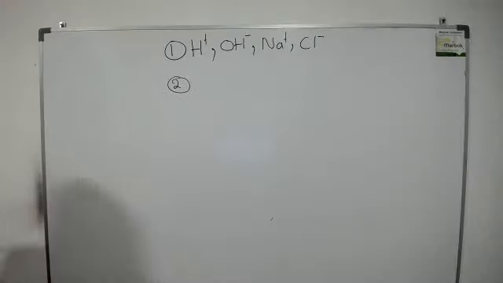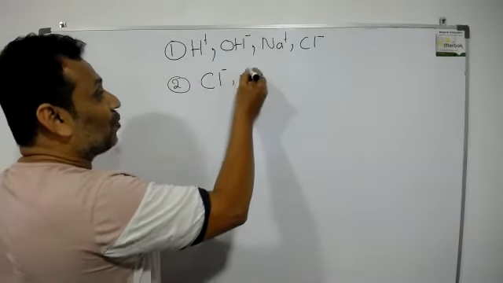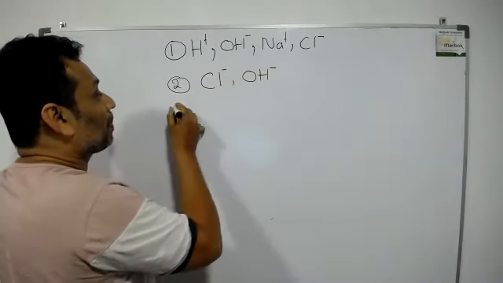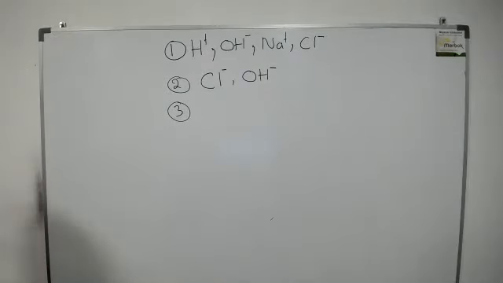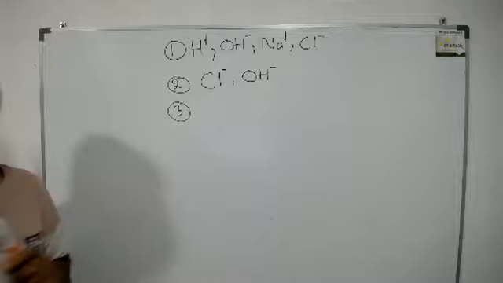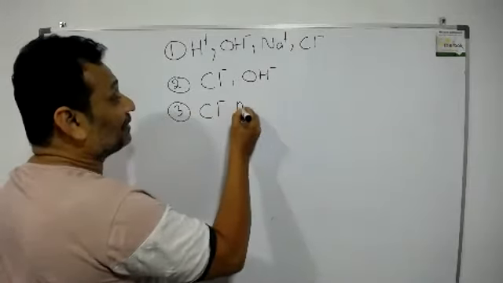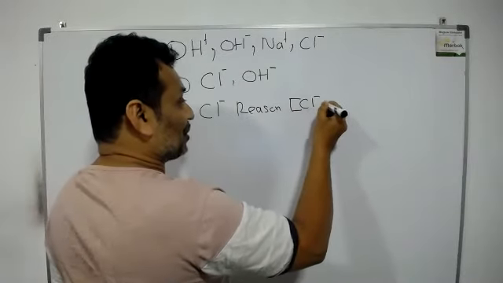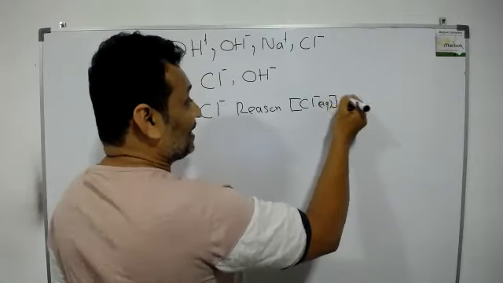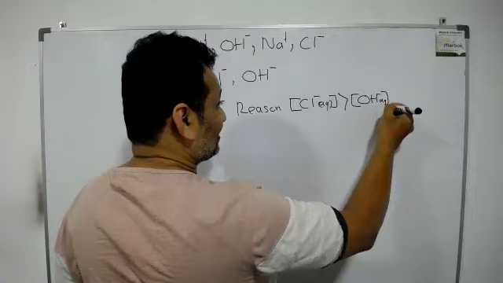Second one, what are the ions that travel to the positive pole? Cl minus, OH minus. Third one, what is the ion that undergoes change in the positive pole? Cl minus. Reason: concentration of Cl minus is greater than concentration of OH minus.